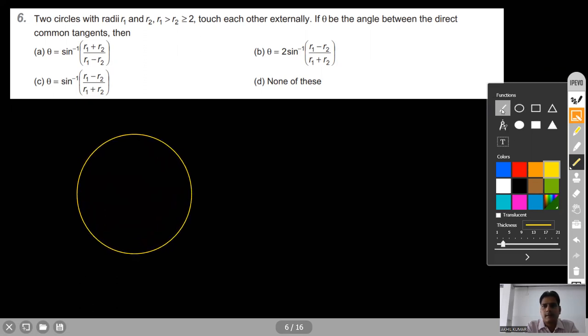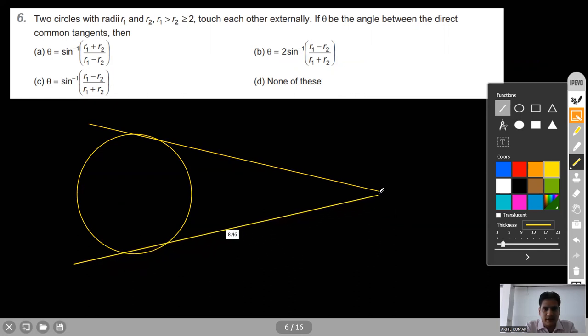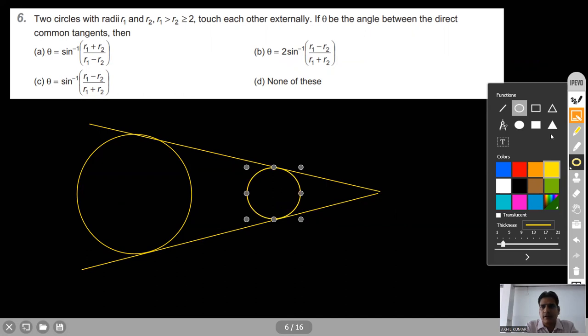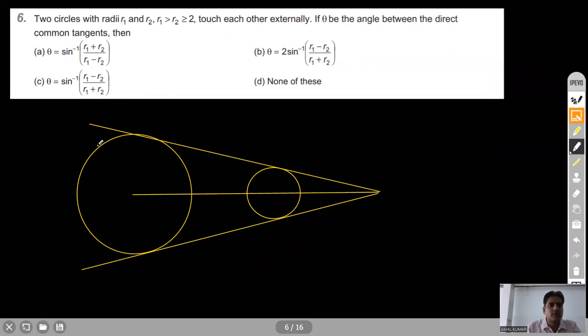This one is one circle. We are drawing direct common tangents, right? We have to find the angle between direct common tangents. Now I am drawing one another circle here. And what I will do, I will join these points, centers of both the circles, that will pass through the intersection point of both the direct common tangents, right? So suppose this one is our circle with r1 radius. This one is our first circle, this one is our circle 1, and this one is our circle 2, right?